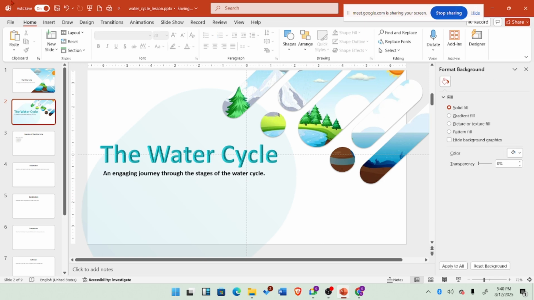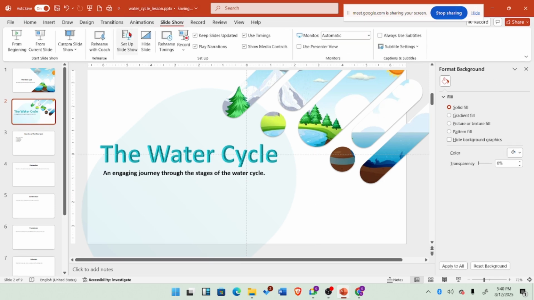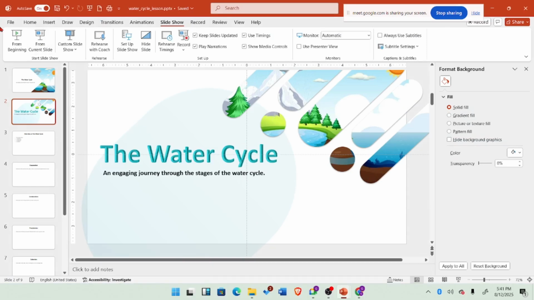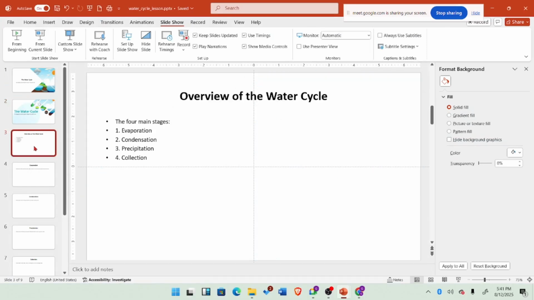So this is what we have. So let's see how it's going to appear. This is how it's coming out. Okay, so this is how our title slide is. This is the first thing your audience will see, or the kids will see, the water cycle, and they will see this beautiful slide. So escape. Now let's go to the second part.